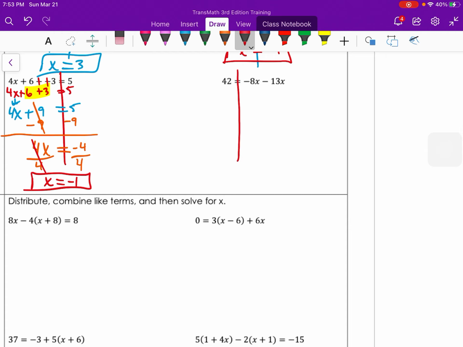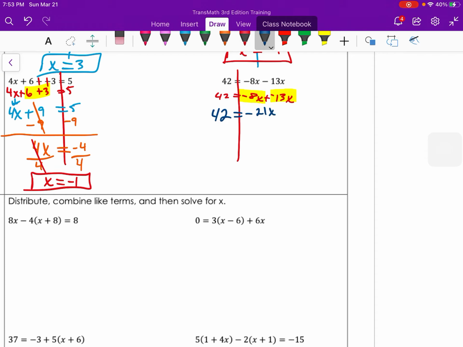42 equals -8x minus 13x. So let's first rewrite it as 42 equals -8x plus a -13x. Now we can see that we have the same sign and we have the same term of x. So when I add them together, we keep our sign, and 8 plus 13 is going to be 21x.